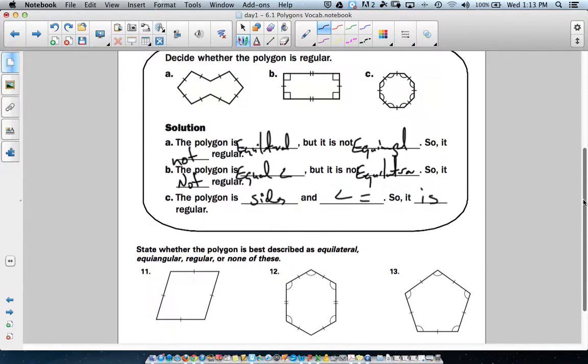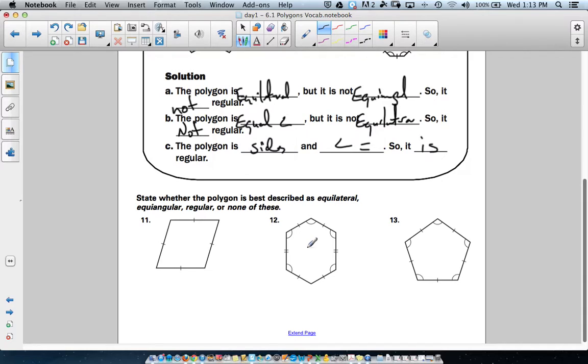Now, let's look at this one. 11, 12, 13. 13, well, we see the marking for the side, so this is going to be equilateral. Oh, this side and that side, those are not equilateral, but these angles are equiangular, so this would be equiangular. And this one, the sides are all the same and the angles are all the same. This would be regular.